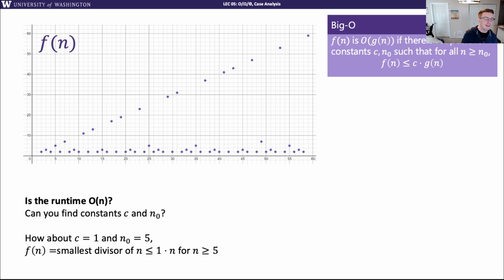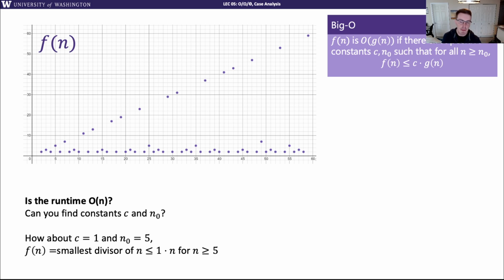So remember, the big O definition says that a function is big O of something if that function is upper bounded by that other function using our constants. So looking at this function, remember, this function isn't really nice. It's not like a smooth line. It kind of jumps up and down. But it's still a function nonetheless. It takes an input and reports an output.